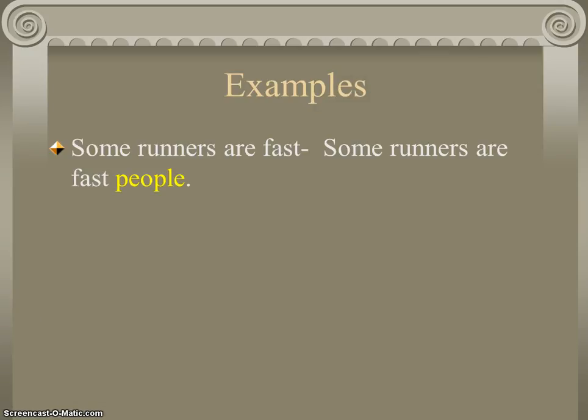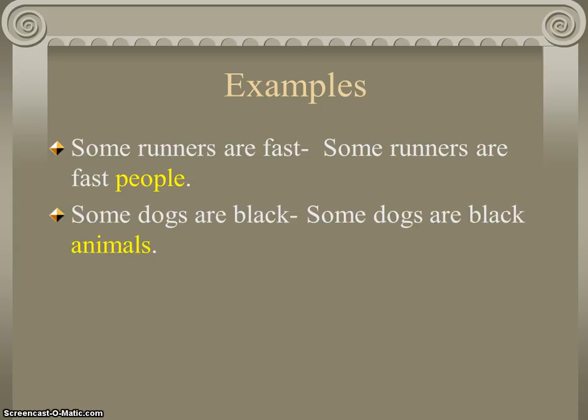Let's look at some examples. The first example would be: some runners are fast. So we could say some runners are fast people. Some dogs are black. So we could say some dogs are black animals. We take the predicate and make it into a term with a noun. Some black doesn't make sense. Some dogs are black. If you're writing a paper to me, I'm going to look at that and say, some dogs are black, but black what?